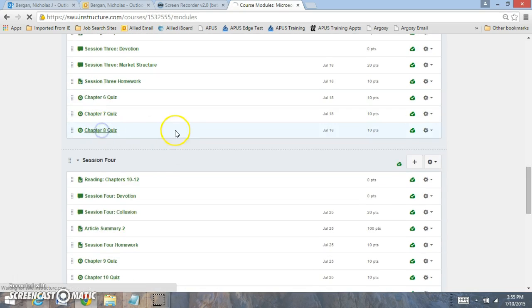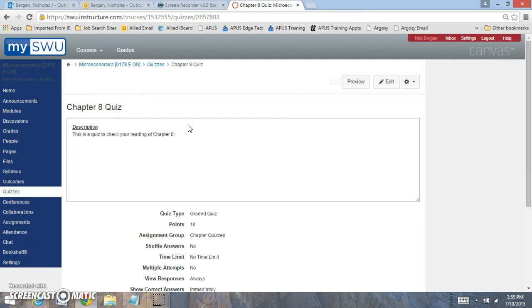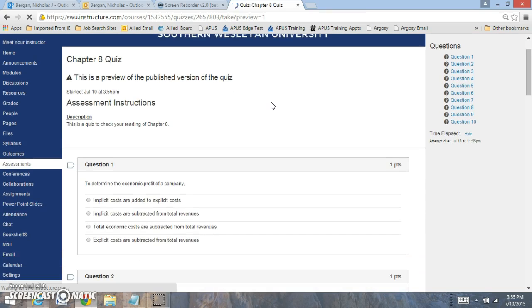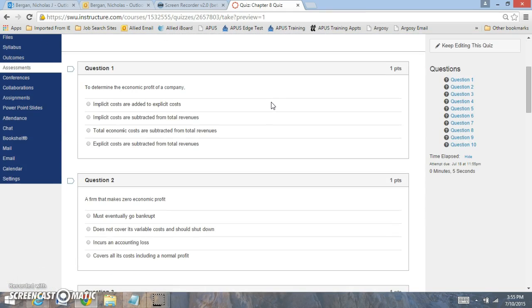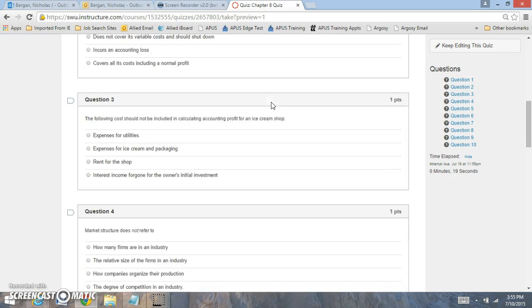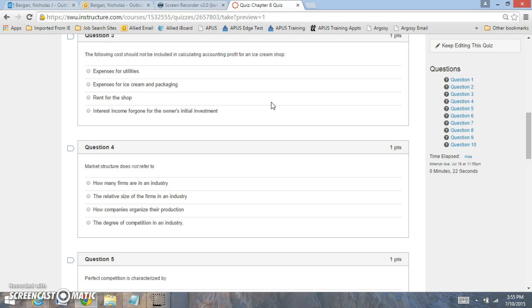Let's look at the chapter 8 quiz now. Chapter 8, to determine the profit of a company, you want to take total revenue minus total cost. If a firm makes 0 economic profit, that means they're covering all of their costs, but they're still earning normal profit. What are costs that should not be included in accounting profit? Things that are not included are implicit costs or opportunity costs.